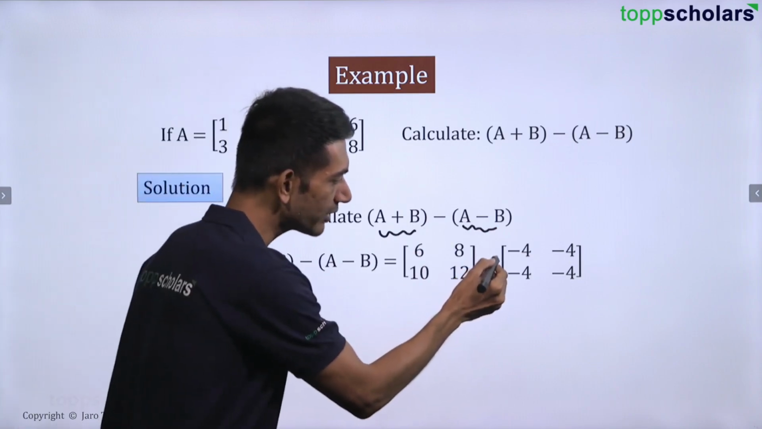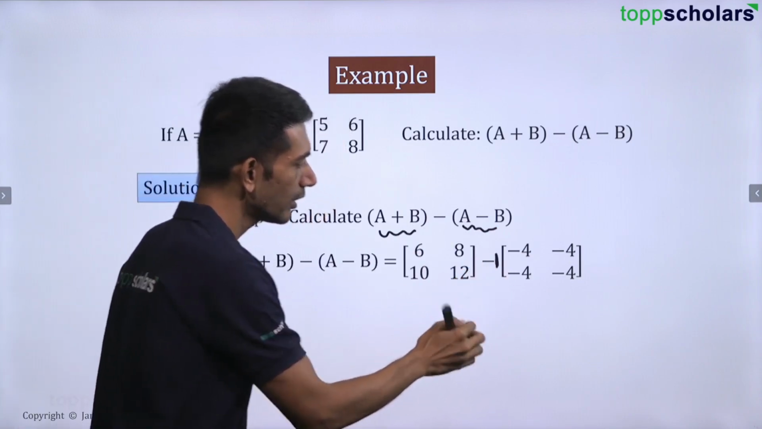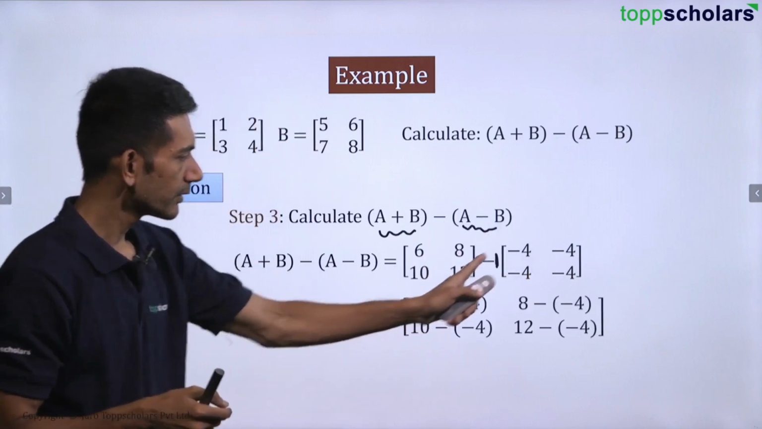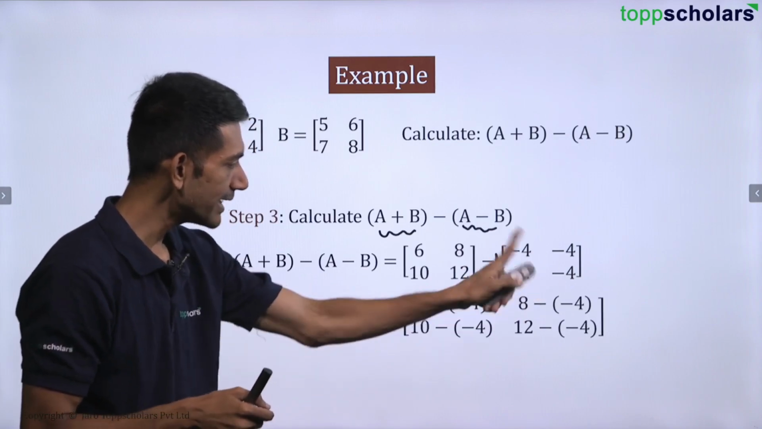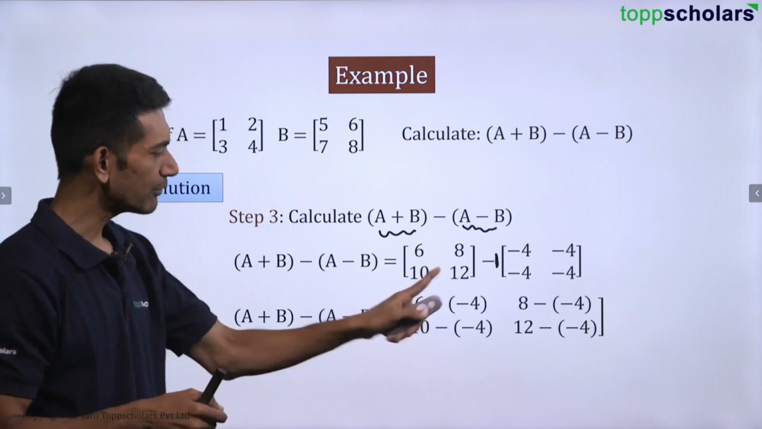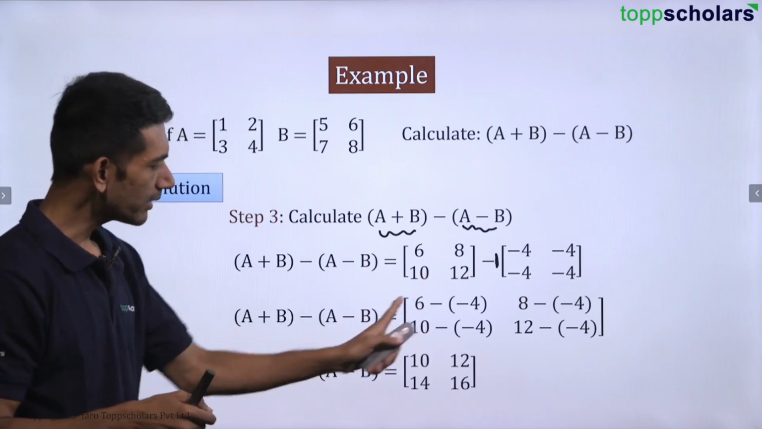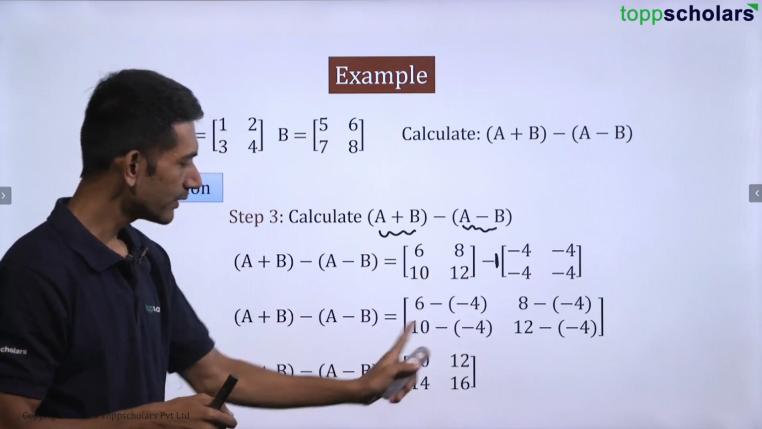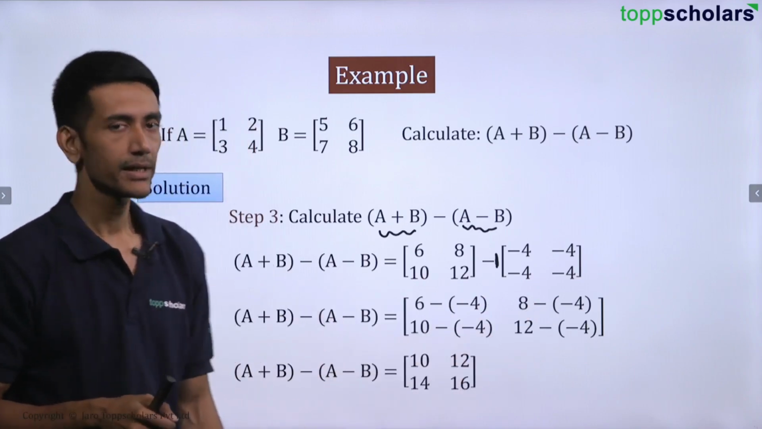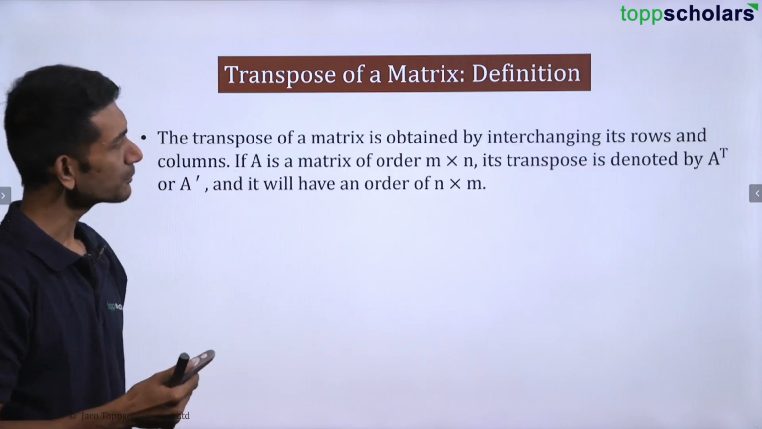Now this is like your minus 1, right? So you multiply minus 1 inside. What do you get? You will multiply minus with every element here. See, minus 4, minus 4, minus 4, and minus is there. That will become plus, no? And then you are going to get 6 plus 4, 10, 8 plus 4, 12, 10 plus 4, 14, 12 plus 4, 16. Clear?